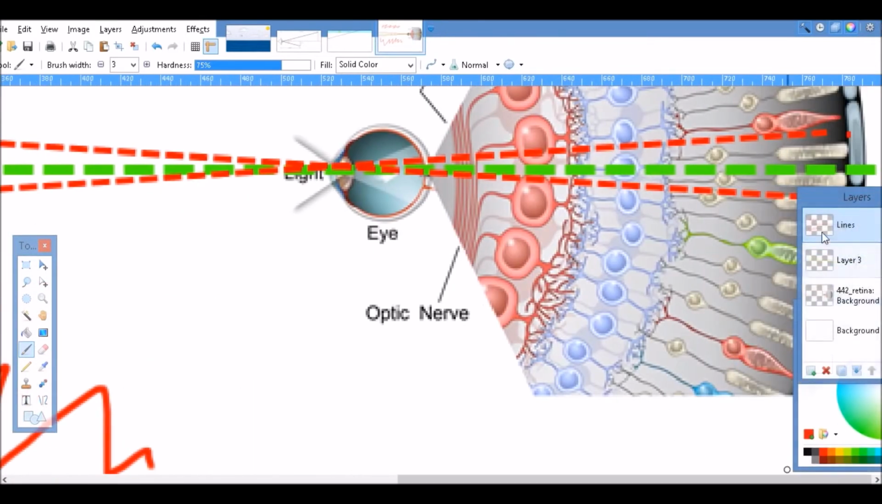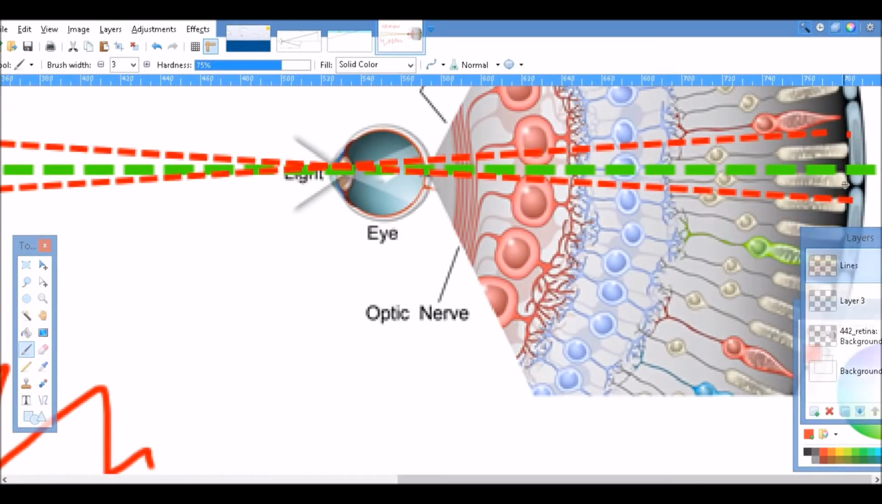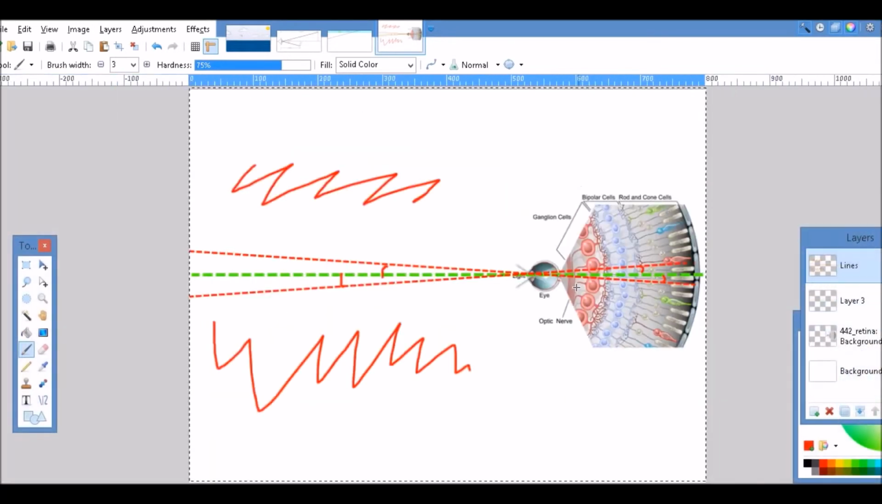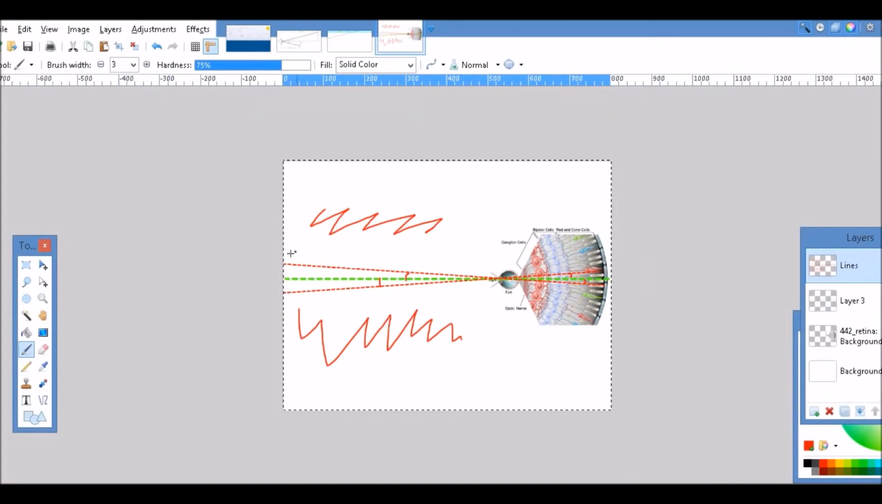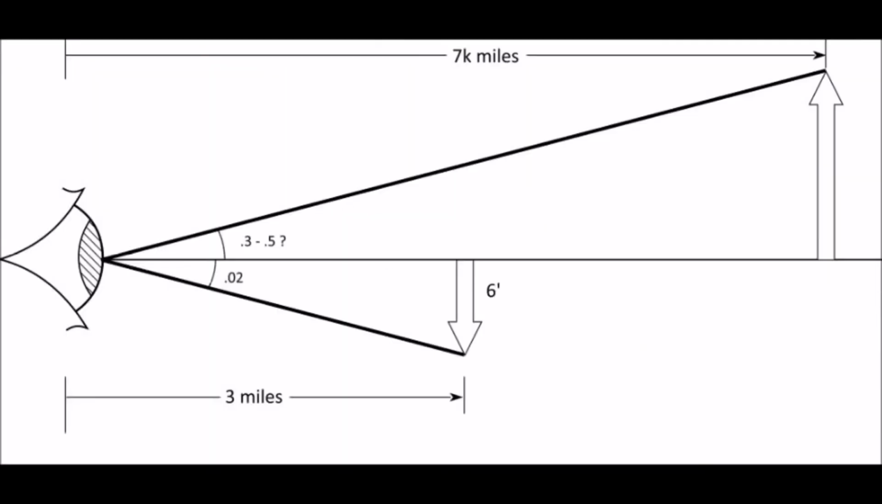These angles are minuscule in your retina, and you can see how in your eye they seem to converge or meet because they are just a few pixels or receptor cells apart. However, if you were to extend these lines or light waves out to the limits above and below, in reality the sky and ground are thousands of miles apart. It's truly amazing.